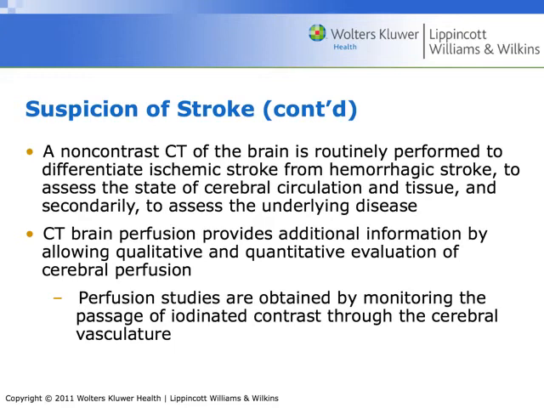So non-contrast of the brain is routinely performed to differentiate between the ischemic stroke and a hemorrhagic stroke, and to assess the state of cerebral circulation, tissue, and any kind of underlying disease. If we want to get really fancy, we can do these CT brain perfusions. That's going to be a little bit more time involved, because we're going to slowly inject contrast and evaluate how the brain is perfusing.